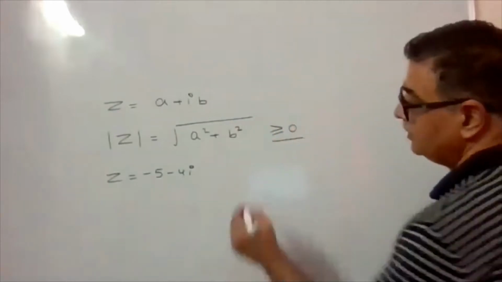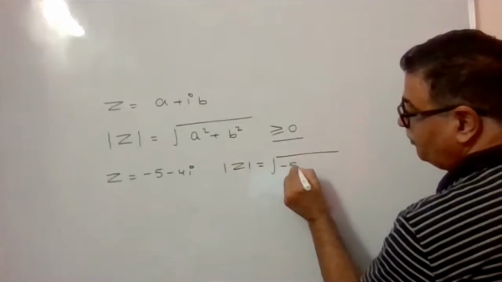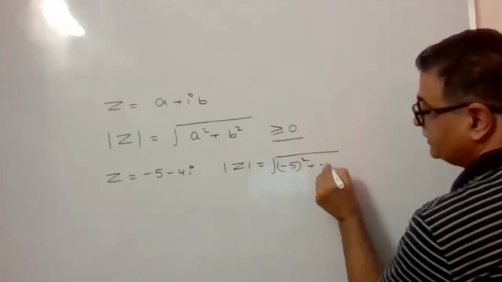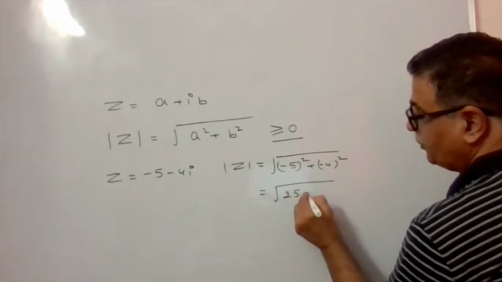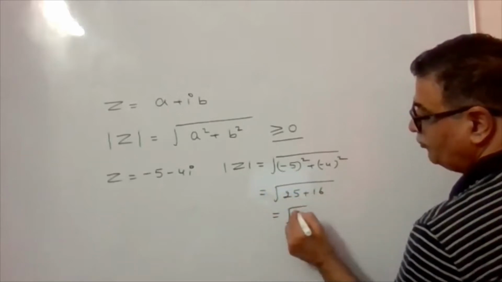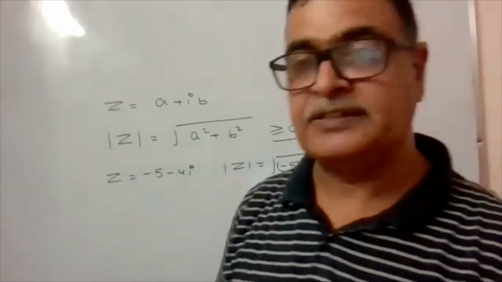It is simple. Modulus of Z, when I am going to take, it will be under root of minus 5 whole square plus minus 4 whole square. So it will come out to be root of 25 plus 16, root of 41. So this is the modulus of complex number.